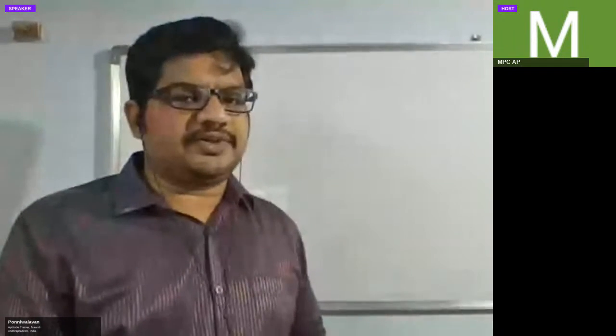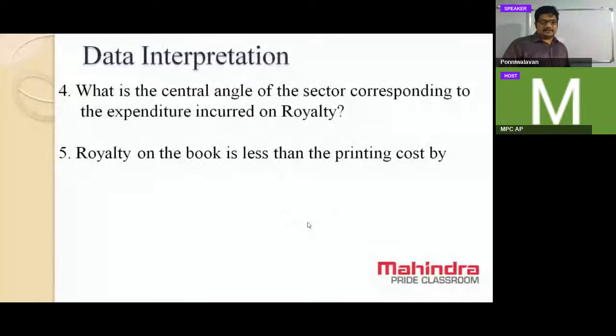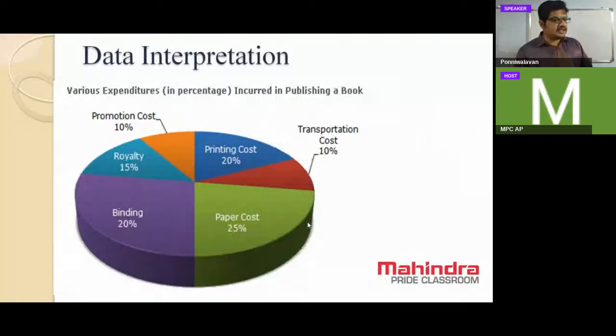So sometimes they will ask question like this. I will give you the exact question itself. See the fourth question. What is the central angle of the sector corresponding to the expenditure incurred on royalty? So they are asking about royalty angle. What is the percentage of royalty?